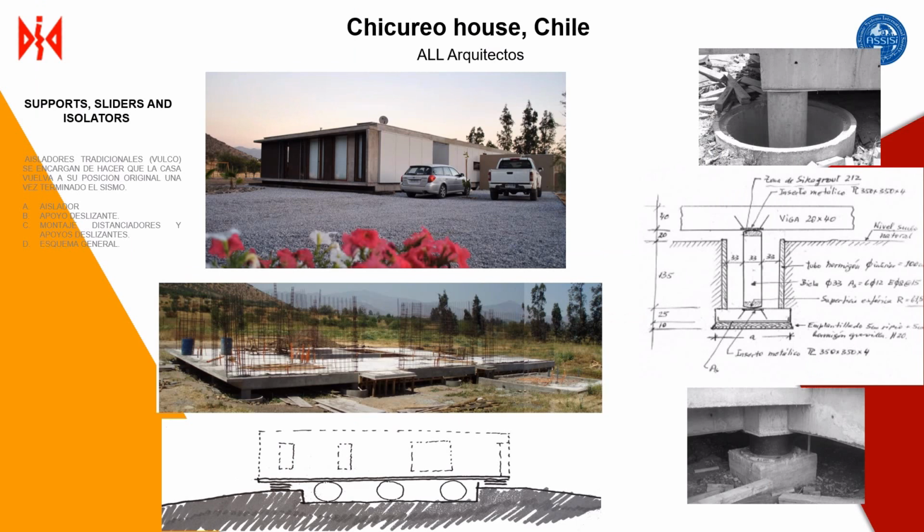This is a low-cost housing. It has 2 isolators. The isolators are responsible for making the house return to its original position after the earthquake. The other device is this column that has spherical form. So this can move in this way, and then the 2 isolators return to the primary position.